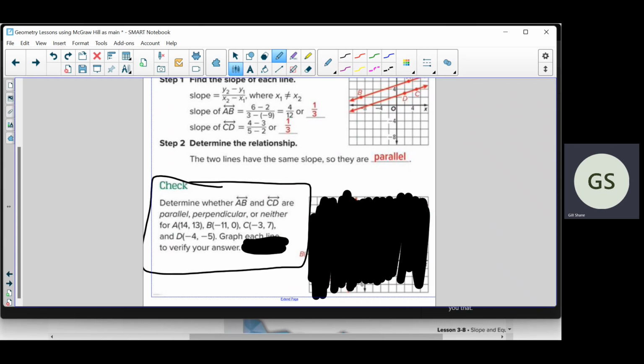Oh, we forgot about neither. So if the slope is not the same, and if you multiply the two slopes and they don't give you -1, then the answer would be neither. They're not parallel and they're not perpendicular. So I forgot to mention, if they're not parallel, if they're not perpendicular, they have to be neither, meaning eventually they will intersect, is what that means. Please understand that.